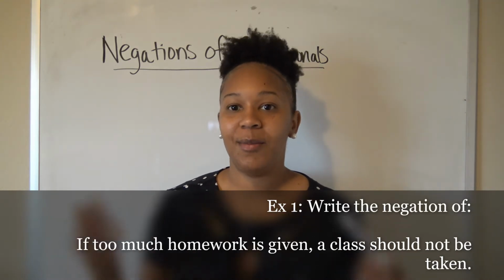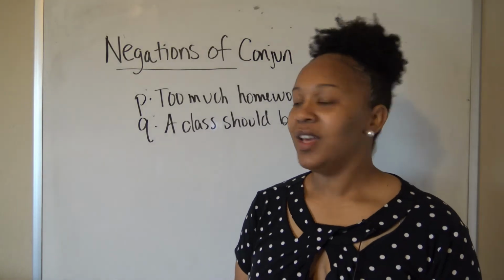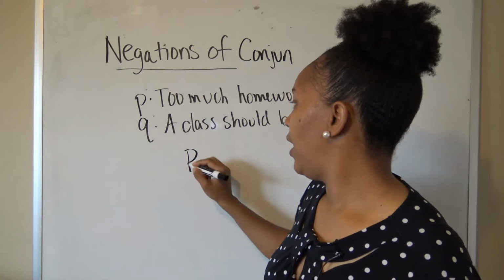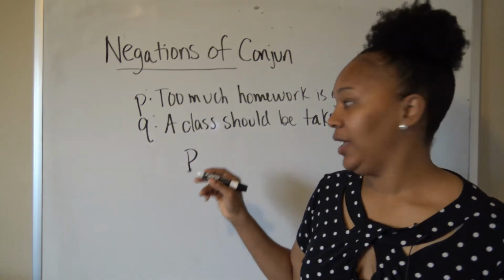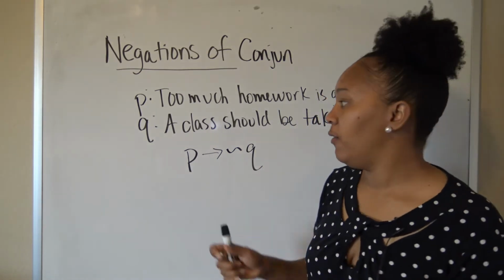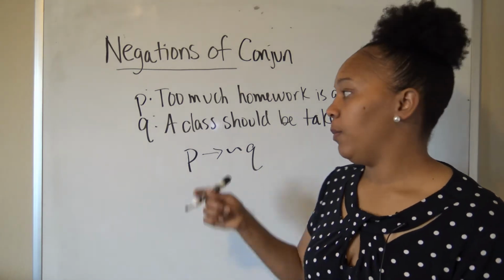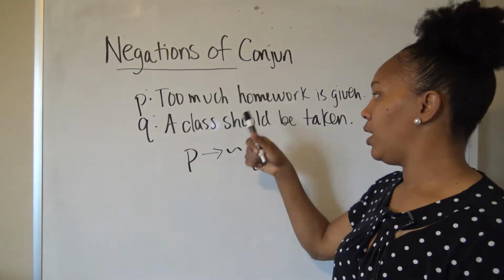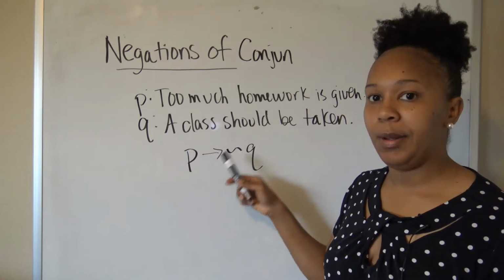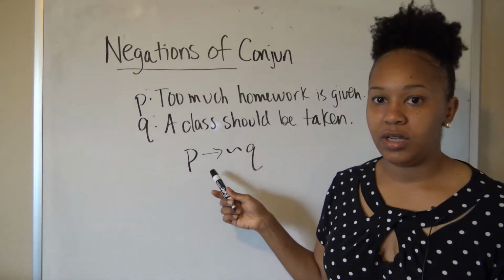But here's the statement: if too much homework is given, then the class should not be taken. So our statement is if too much homework is given, so P, a class should not be taken. So it will be P implies not Q. So that's the statement that we have. Because remember, we always take the positive side of that statement and let that represent what the statement equals. So instead of letting Q be a class should not be taken, Q is a class should be taken. And so our statement is actually P implies not Q. Because it said a class should not be taken, we take the negation of Q.